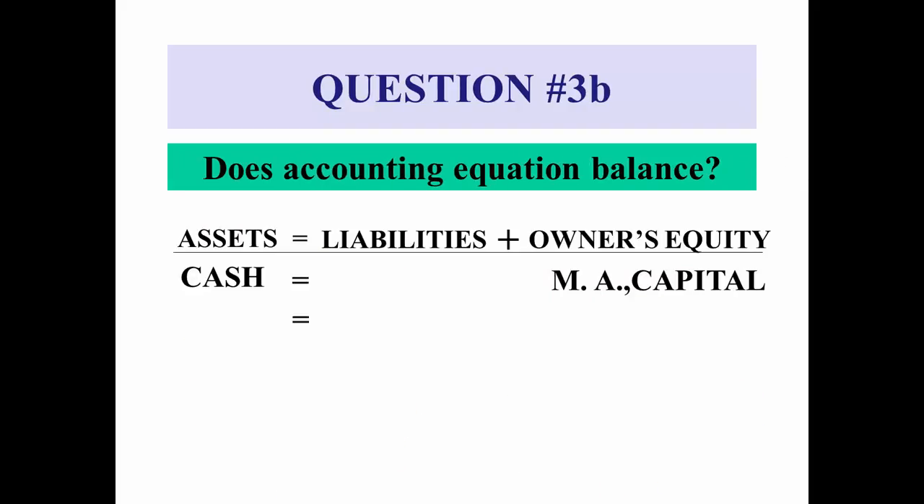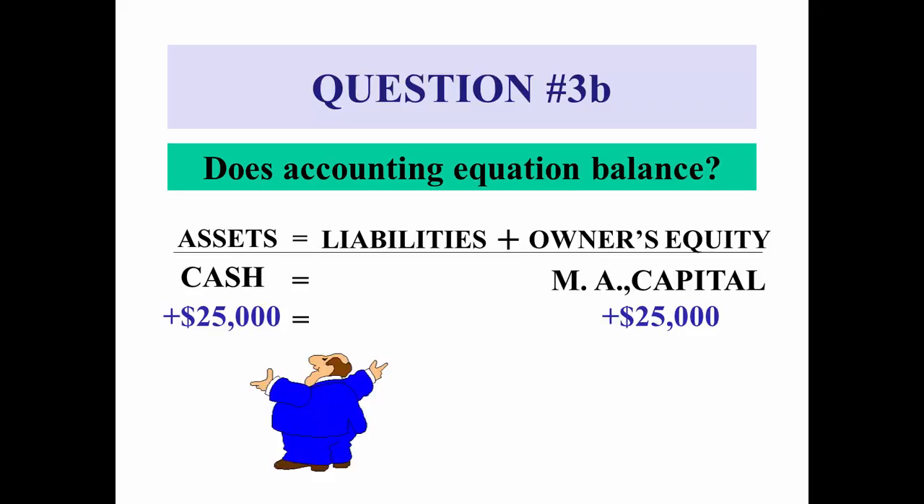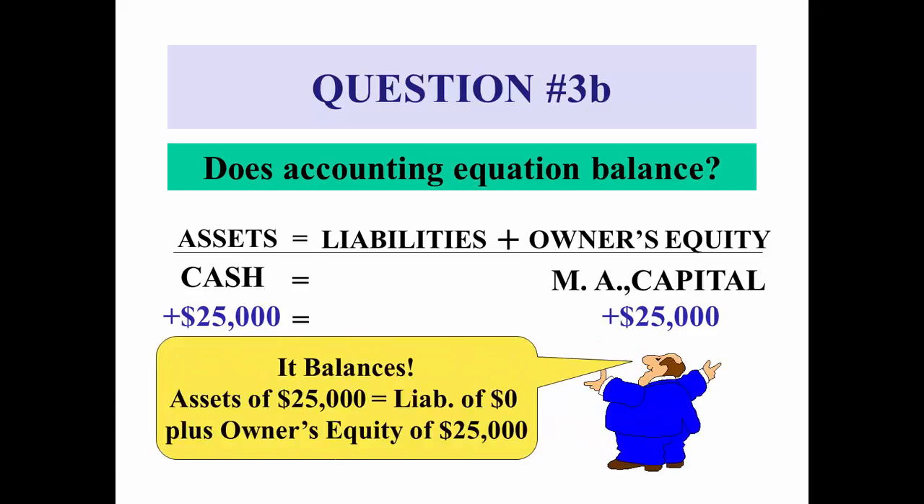The second part of question 3 says, does the accounting equation balance? So the cash increased by $25,000 and owner's equity increased by $25,000. So an increase of $25,000 equals an increase of $25,000. So it balances.